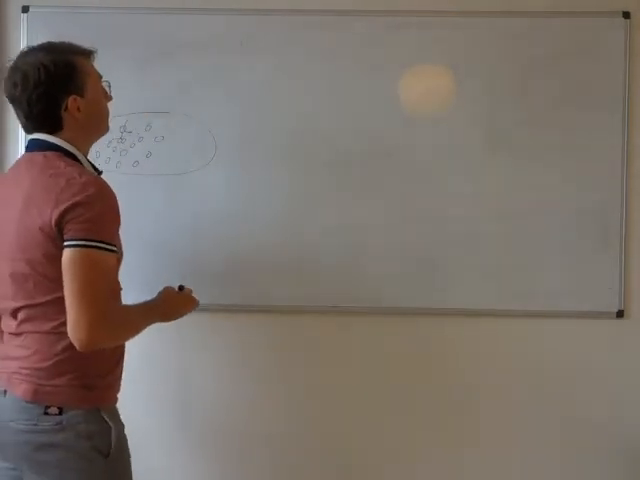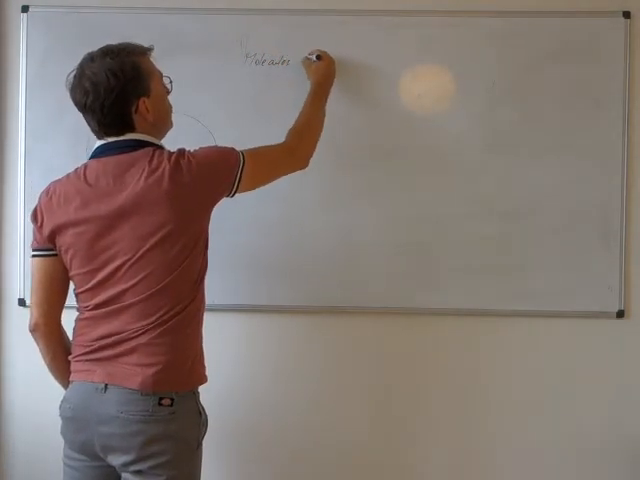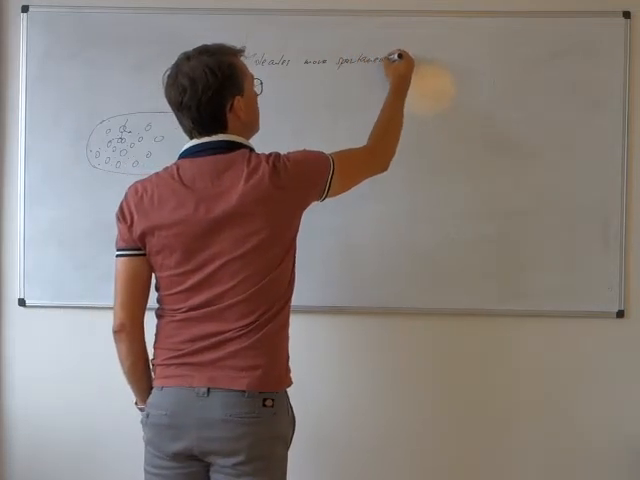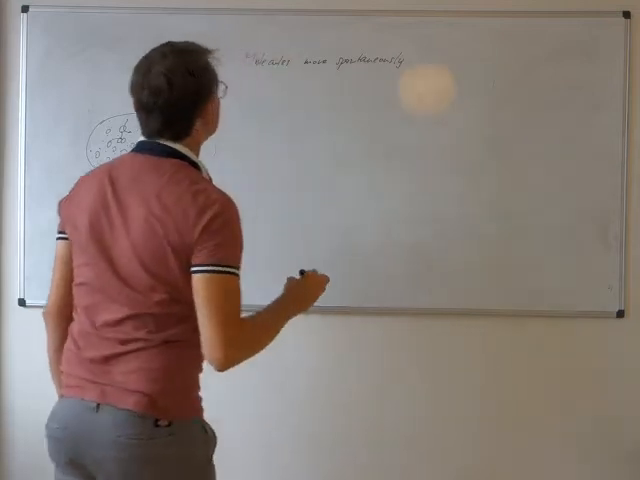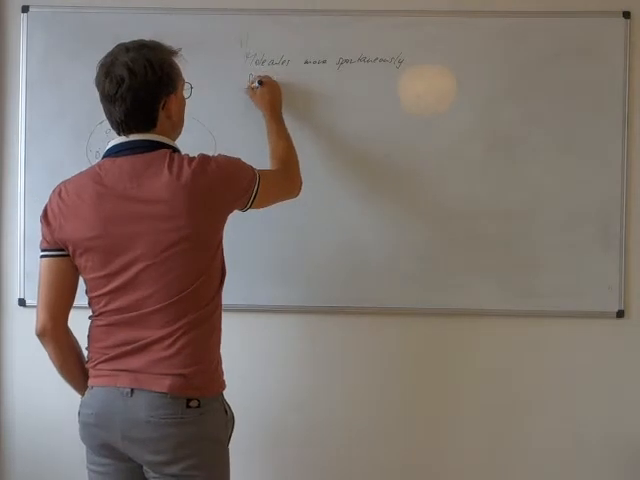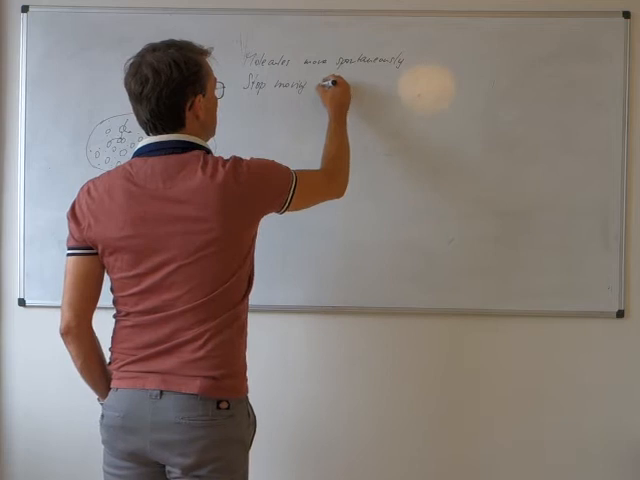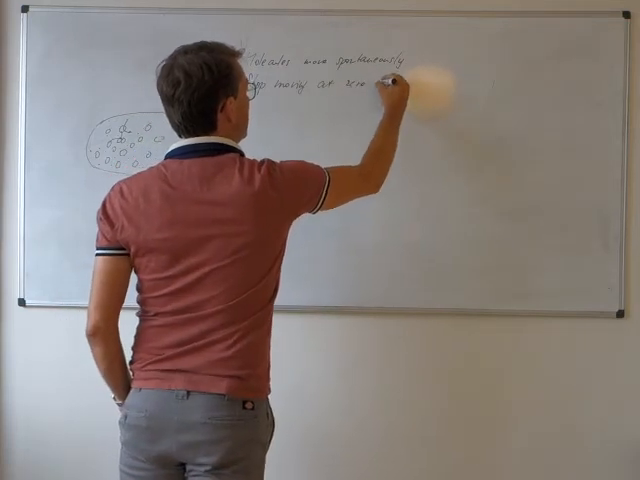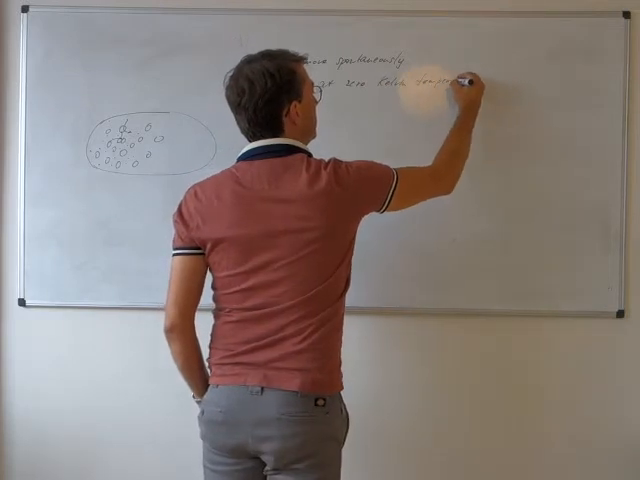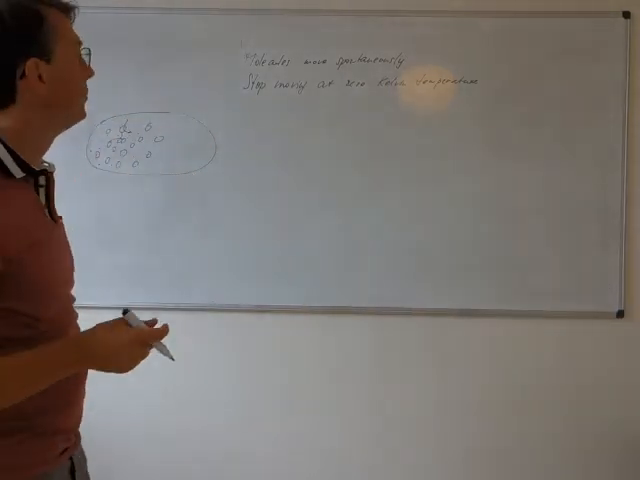Alright, so diffusion. Molecules move spontaneously. Okay, so apparently they do that. They stop moving at 0 Kelvin temperature. So at 0 Kelvin there is no movement.